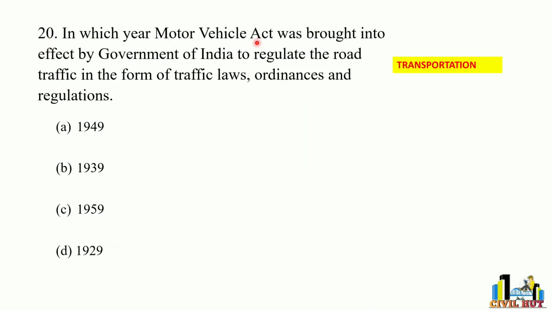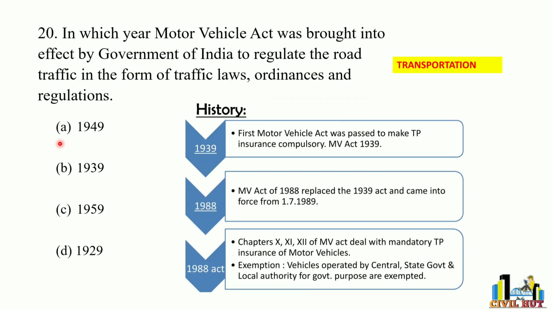Next one: in which year was the Motor Vehicle Act brought into effect by the Government of India to regulate road traffic in the form of traffic laws, ordinances and regulations? A 1949, B 1939, C 1959, D 1929. In 1939 the first Motor Vehicle Act was passed, and in 1988 the 1939 Act was revised or replaced. So option B is the correct answer.